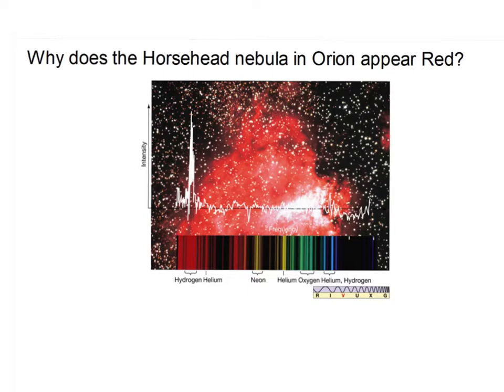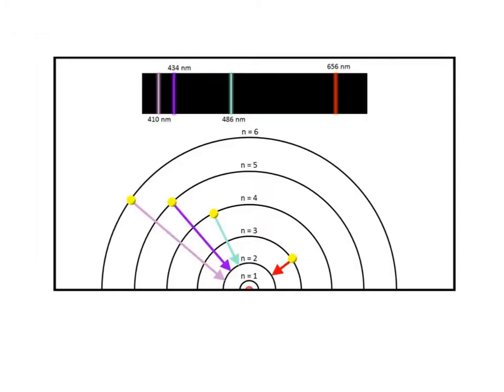Now, we are going to look at why this redness might be in terms of two different things. The first is the elements that are present. Every element has its own atomic structure where we have the nucleus at the center, and then we have these different energy levels with different amounts of electrons in each.